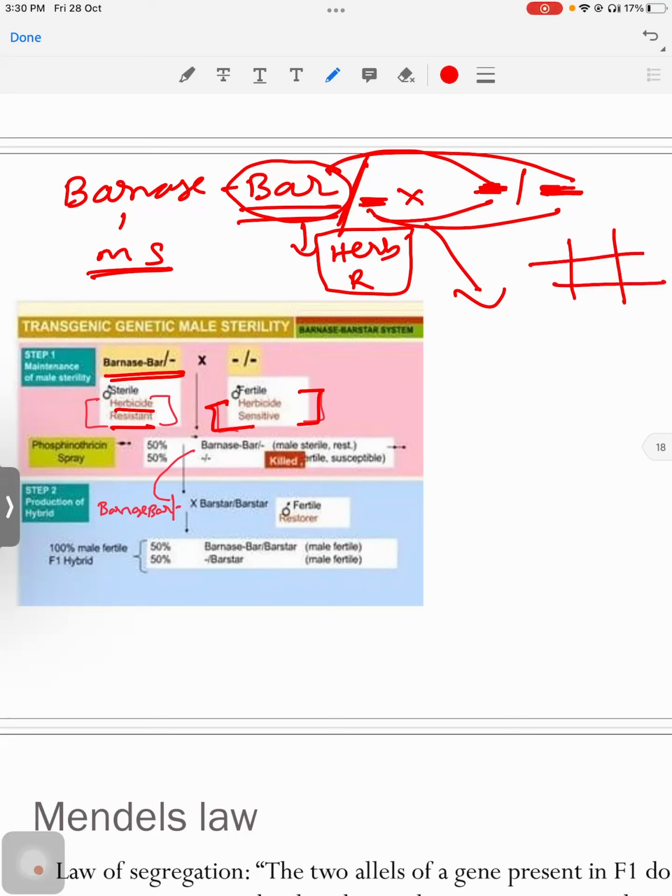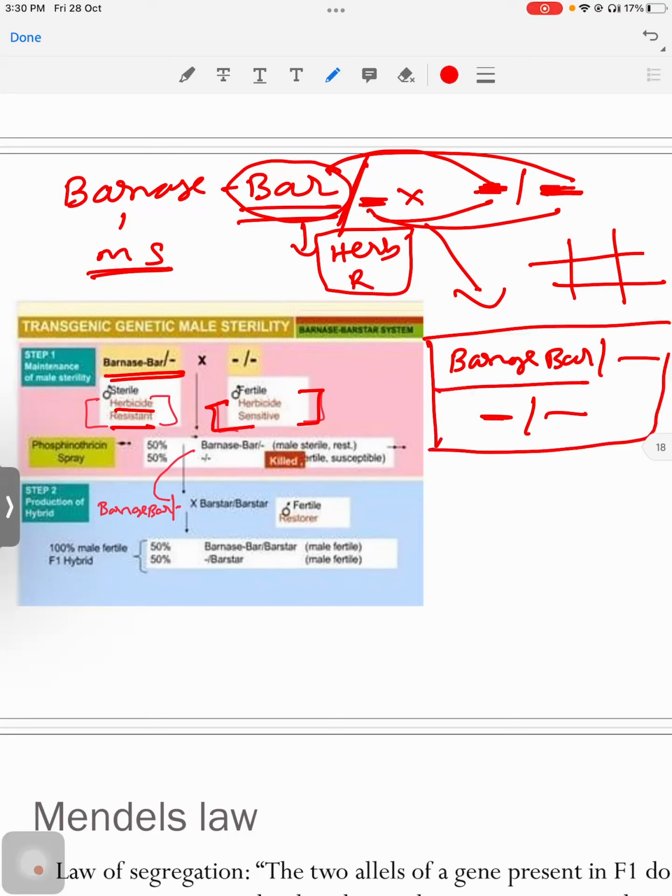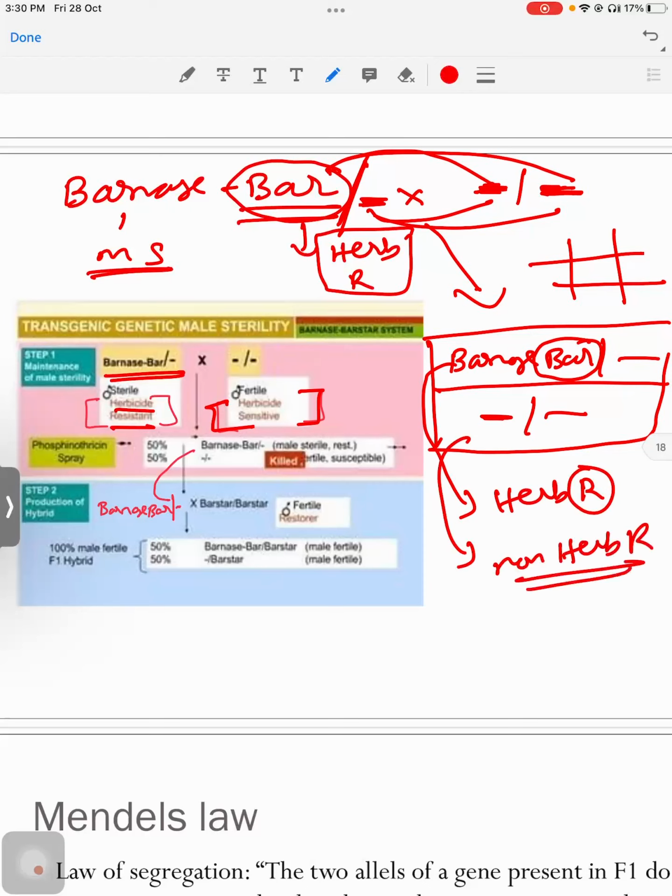So what will happen? We will have genes like this: Barnase bar, and the others without. This will be the product. This one has the bar gene, so this plant will become herbicide resistant, and this one is non-herbicide resistant.